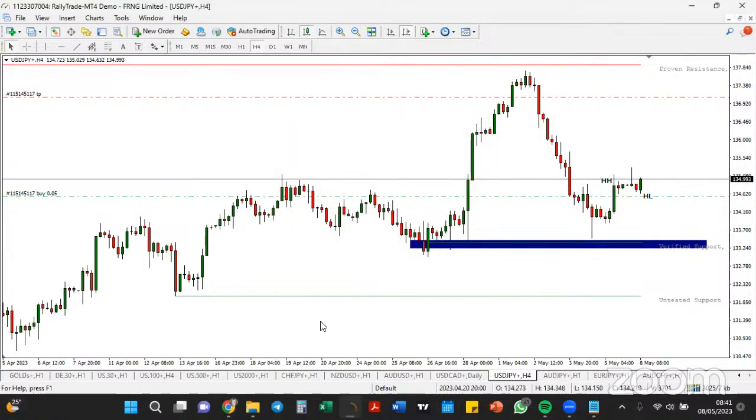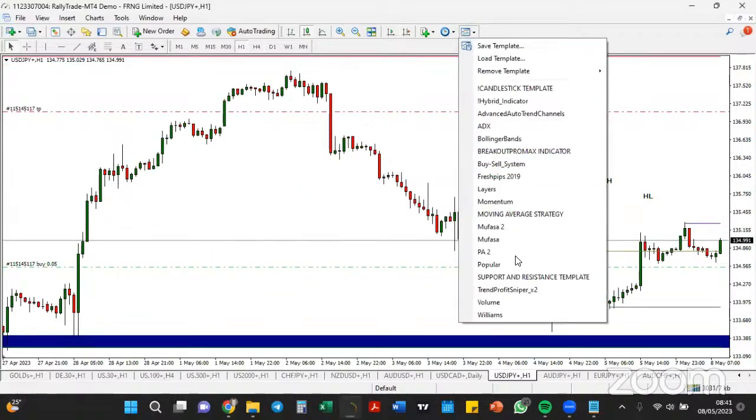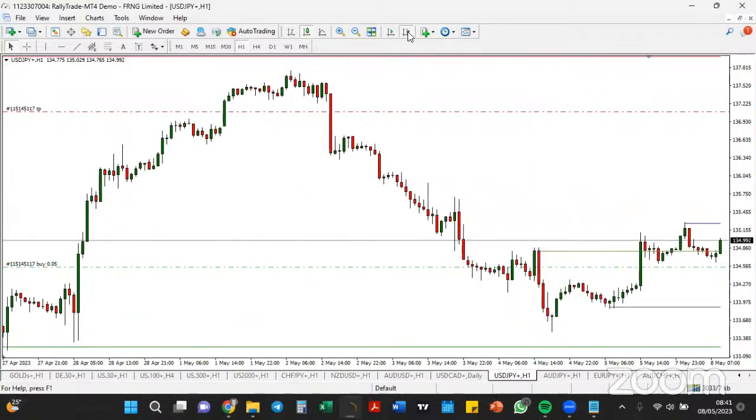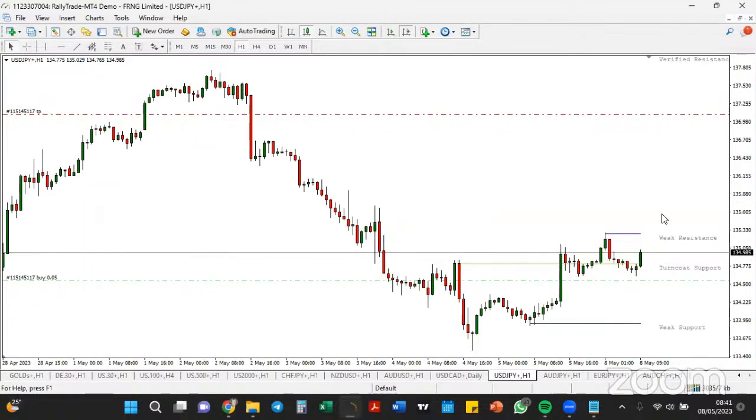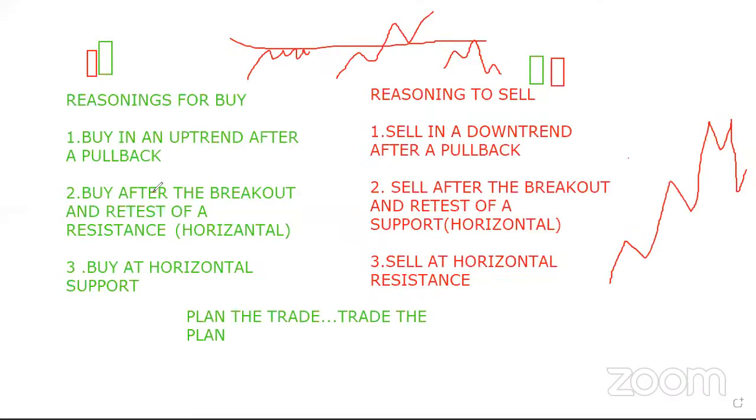So USD JPY is also good for a buy trade. So we can enter a buy. Let's go down to a much lower time frame again. This is the H1 time frame. Our sentiment from the daily is pointing to a buy. Can we see any reason to enter a buy on H1? Let's go back to the reasons to enter a buy again: buy in an uptrend after a pullback, buy after the breakout and retest of the resistance, buy at horizontal support. Can we see any of this? Yes, I can see number 3 on the USD JPY H1 time frame.